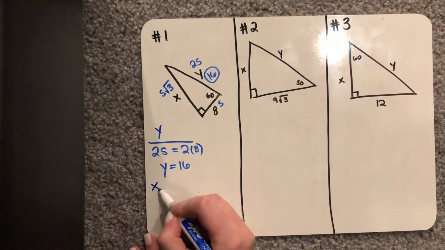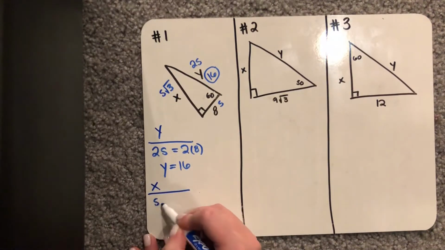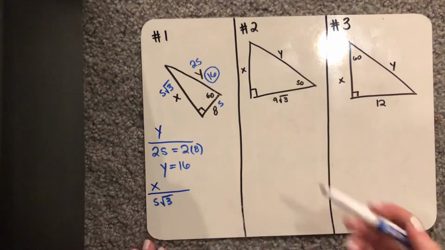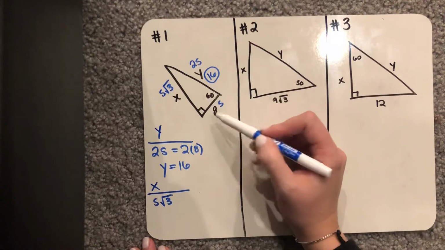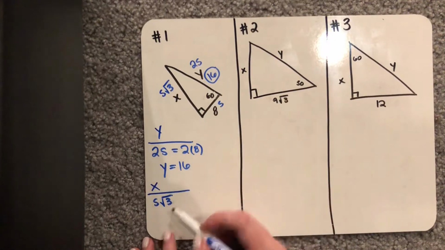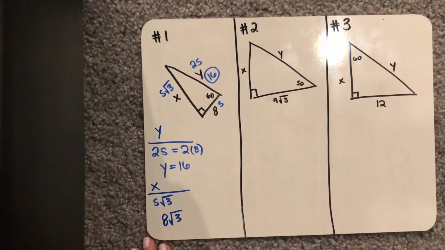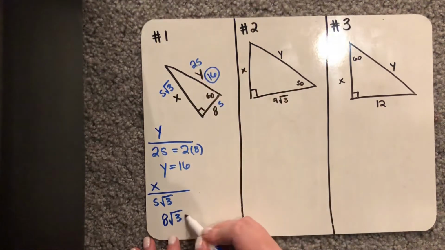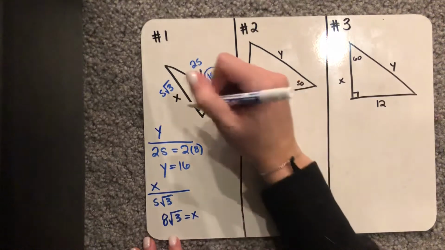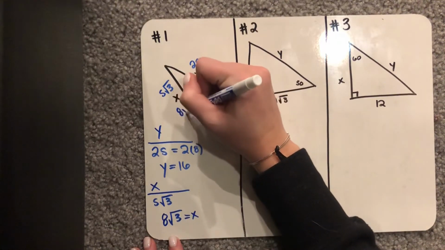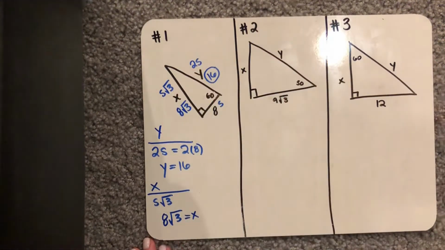And then for X, I have S times the square root of 3. So I know that S equals 8. I know these are the same. So I'm going to take that 8 and I'm just going to plug it right in for S. So I know that X is going to equal 8 times the square root of 3.